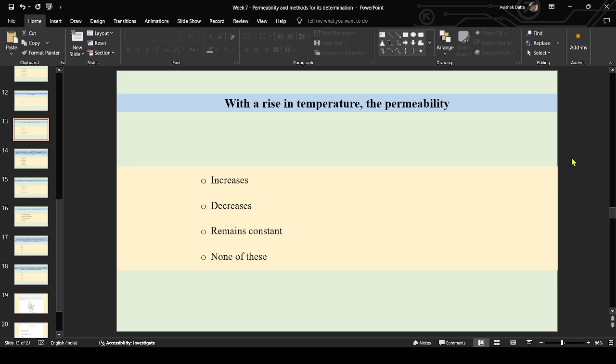With a rise in temperature, the permeability, first option, increases, second option, decreases, third option, remains constant, last option is none of these.